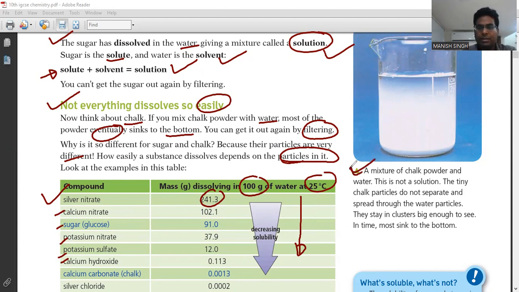Now look at the example, a mixture of chalk powder and water. It is not a solution. The tiny chalk particles do not separate and spread through the water particles. They still cluster enough to see. In time, most sink to the bottom, right?